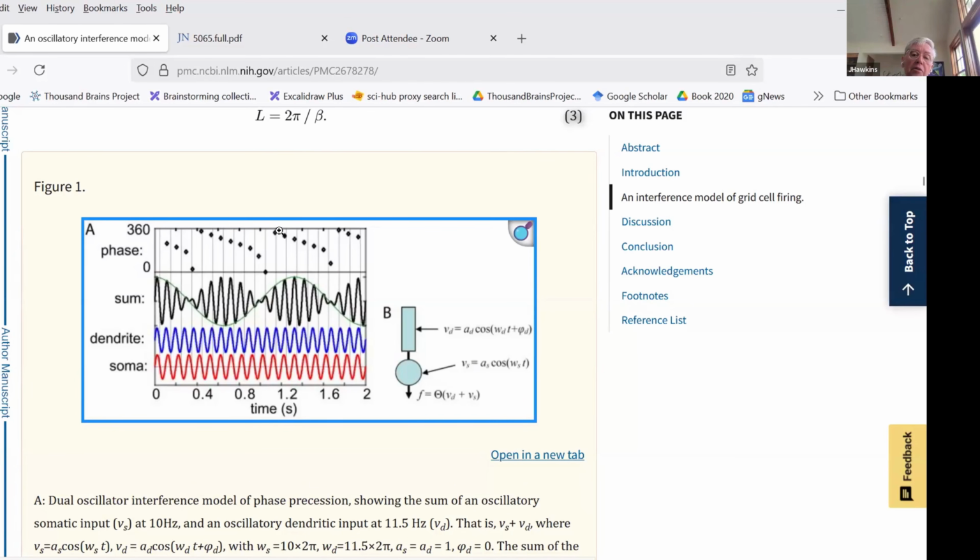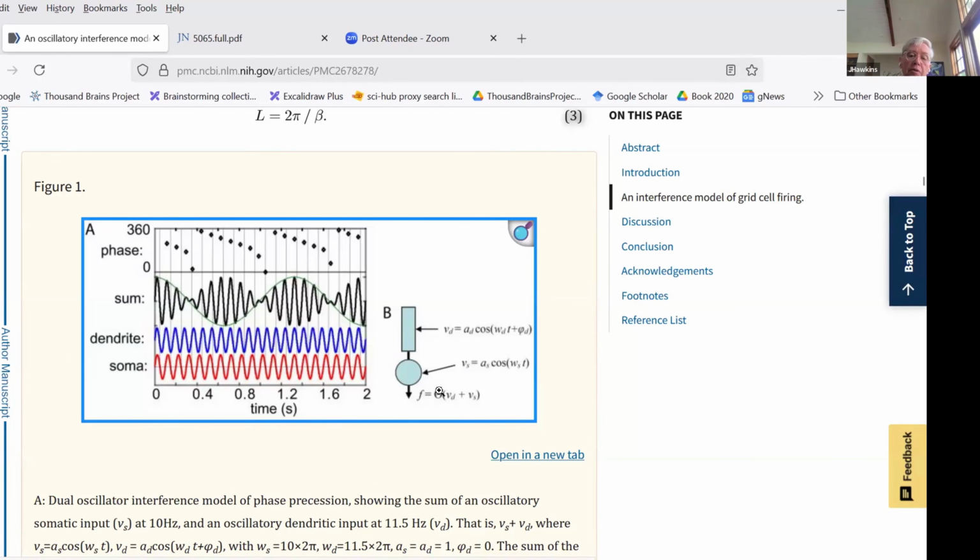And it's kind of hard to imagine how you could get a phase precession like this if you didn't have this oscillatory interference. So this is the clue that told people, I believe, when it started that way. People noticed the phase precession. Then they said that must be generated by this oscillatory interference. And that came up with this theory about grid cells and how they operate on oscillatory interference.